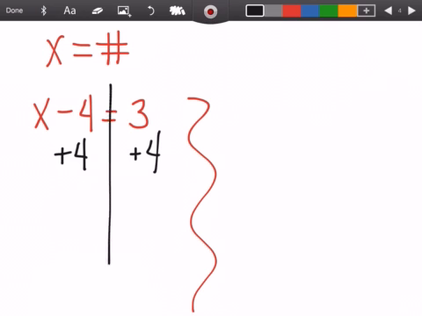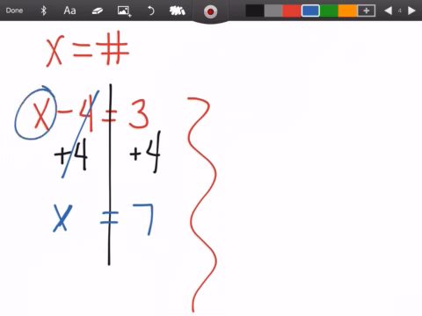If you like drawing the wall down your equal sign, you can do that as well. On my left-hand side, minus 4 plus 4, those cancel. I would have just x left. I have my equal sign in the middle, and then 3 plus 4 would give us 7. Remember, I should be able to plug this in and see if it's correct. I would plug in 7 for my x, so I would have 7 minus 4, and I'm checking to see if it's equal to 3. That's a true statement, so in this case it is.